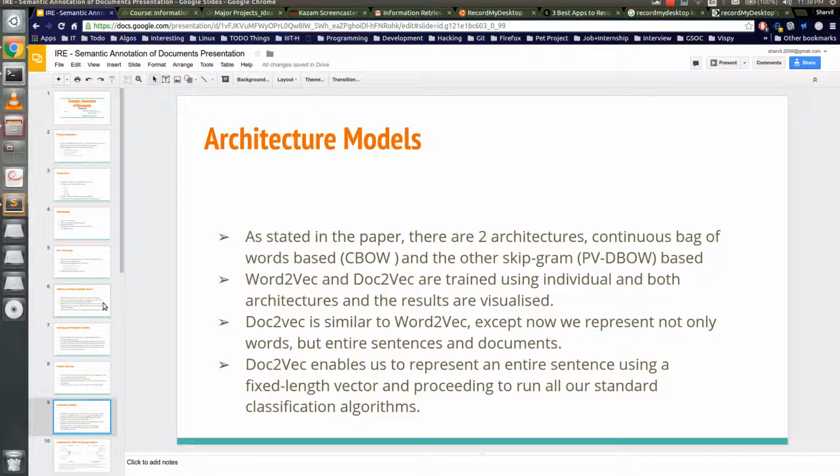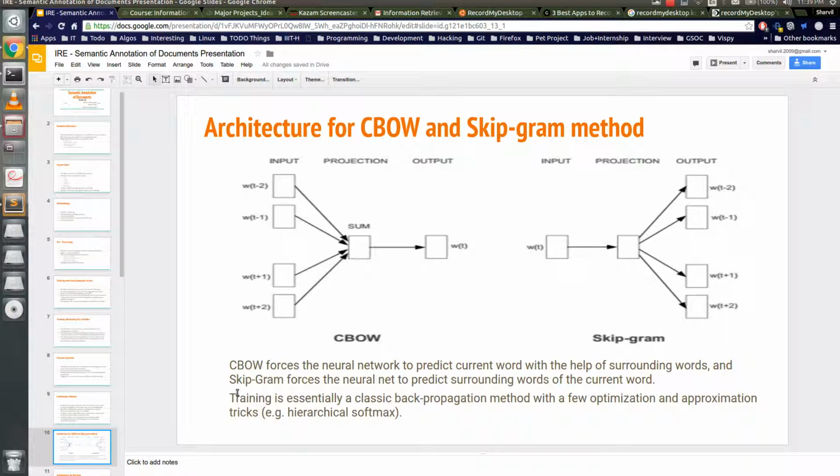Word2vec uses two architectures over which the extension has been done for Doc2Vec. These two are the continuous bag of words model and the skip-gram model. A continuous bag of words model is a neural network that predicts the current word with the help of its surrounding words. Whereas a skip-gram tries to predict the surrounding words with the help of the current word. The training involves classic backpropagation algorithms along with a few optimization and approximation techniques like hierarchical softmax.